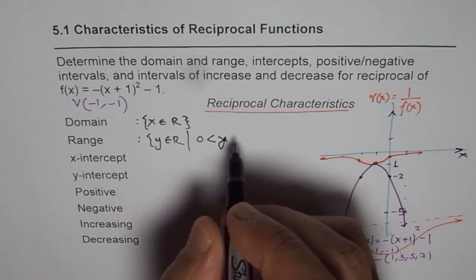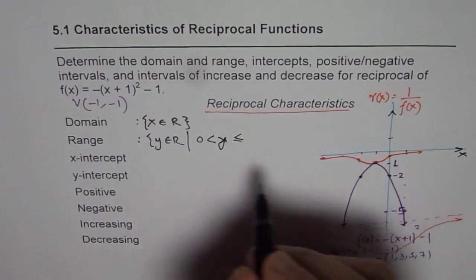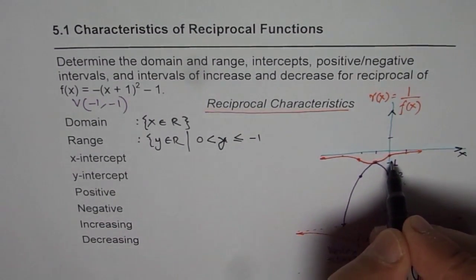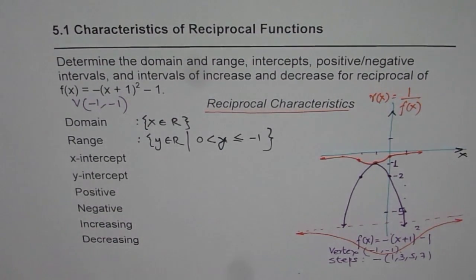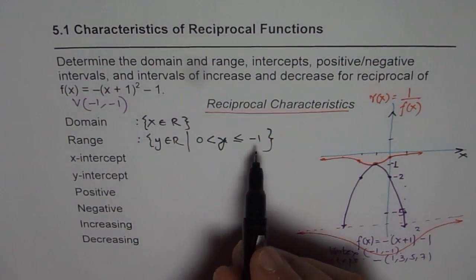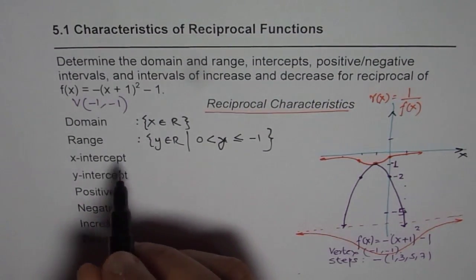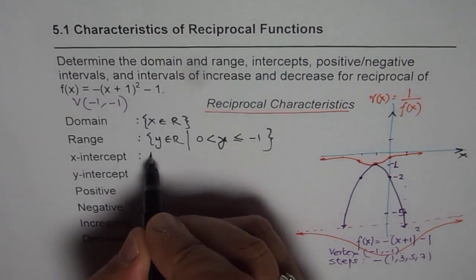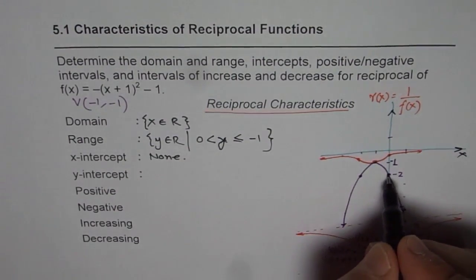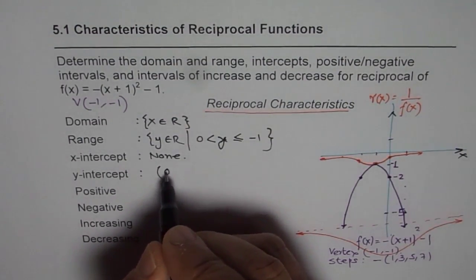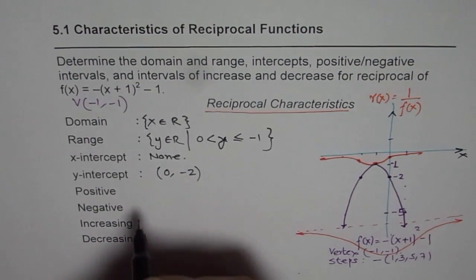I should write y here, but it includes -1, right? So the range is between 0 and -1, where -1 is included, but 0 is not included. Does it have any x-intercept? No. So none, right? So no x-intercept. How about the y-intercept? The y-intercept is (0, -2).